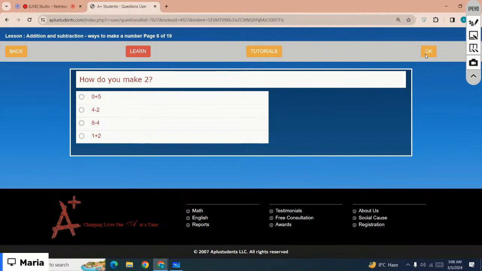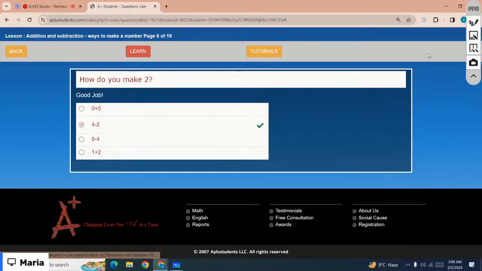How do you make 2? So, which is the correct option? You have to make 2. So, which is the correct option? Yes, that is 4 take away 2, the correct option, right? The correct one is 4 take away 2. That is the one that makes 2.